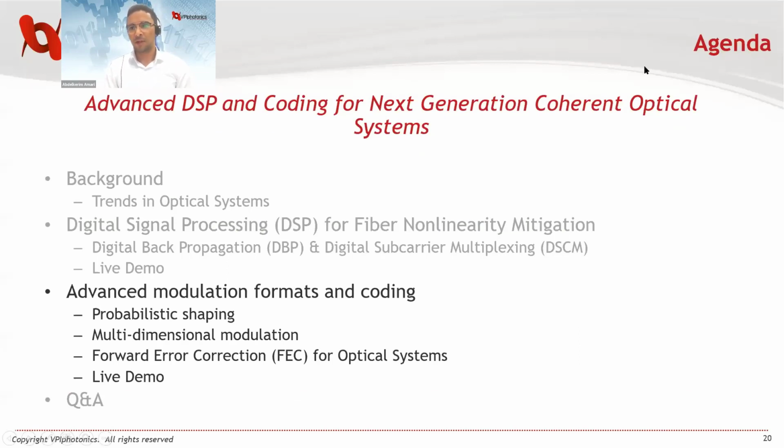Previously, Ilias showed some DSP to compensate for the impairments due to the optical link and the components. In this part, we will focus more on how to adapt the signal to the channel. This can be done by using advanced modulation formats, such as probabilistic shaping and multi-dimensional modulation, and also forward error correction, FEC, for optical systems. Then I will show some live demos regarding these techniques.